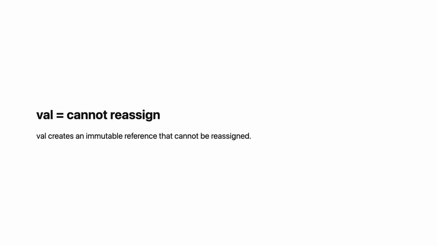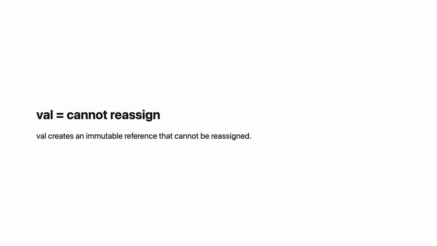Val does not mean the value itself is immutable. If you have val list equals a mutable list, you cannot reassign list to a different list, but you can add items to the list. The reference is fixed. The content might not be.